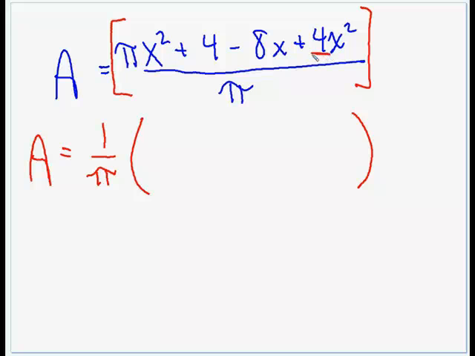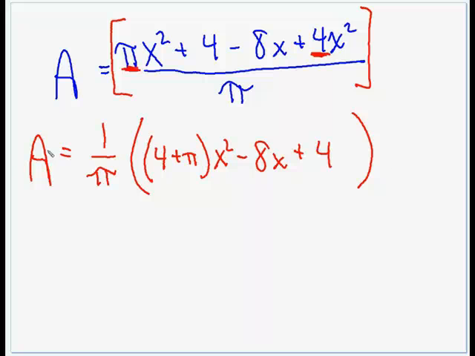And here I have a 4x squared and a pi x squared. So those are sort of common terms with the x squared leading after it. So I can rewrite that as a 4 plus pi x squared. And then I'll have a minus 8x plus 4. So it's not the prettiest function I've ever seen, but we do have our primary equation, area equals.